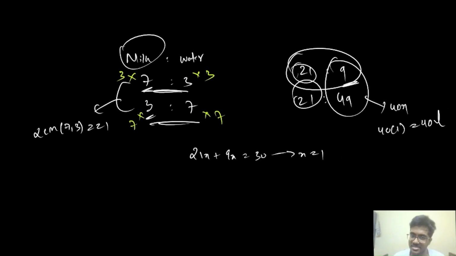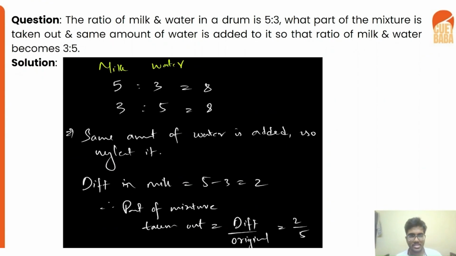40 parts, 40x. Now we need to find the value of x. How do you get the value of x? From the first thing that is given in the question, the total initial quantity of the mixture was 30 liters. So 21x plus 9x would be equal to 30. From that we get the value of x to be equal to 1. That one we have substituted here, so we have got the answer to be equal to 40 liters. So 40 liters of water has been added to the mixture to convert this ratio from 7:3 to 3:7. I hope you people have understood this. Very easy. Coming to the next question.